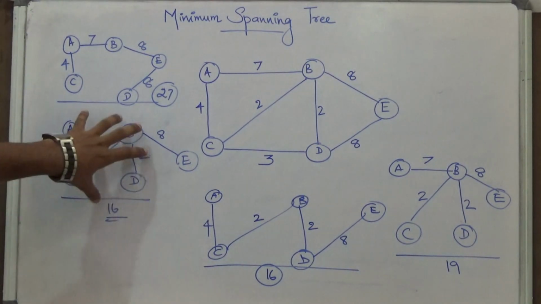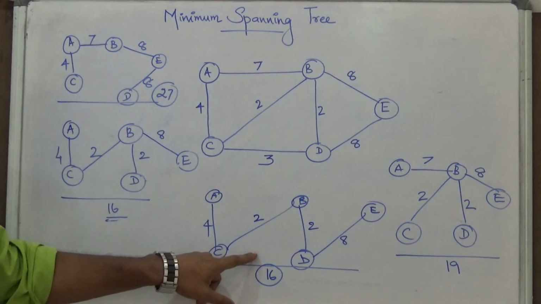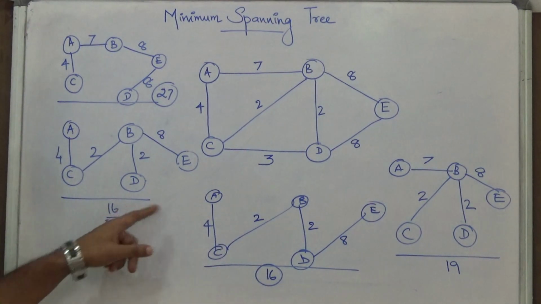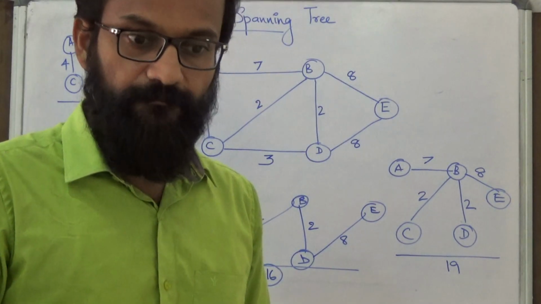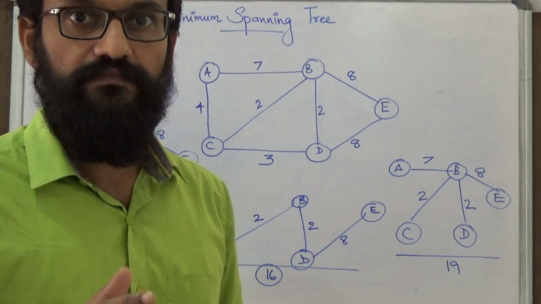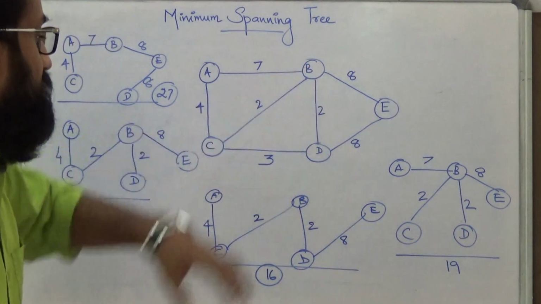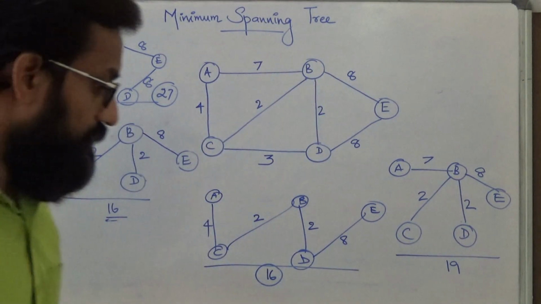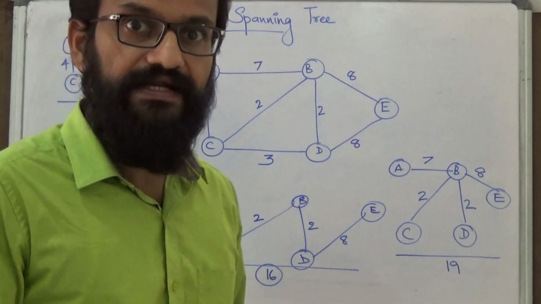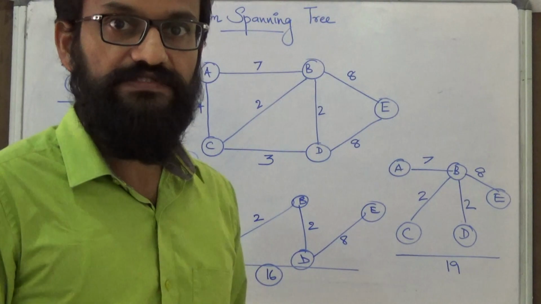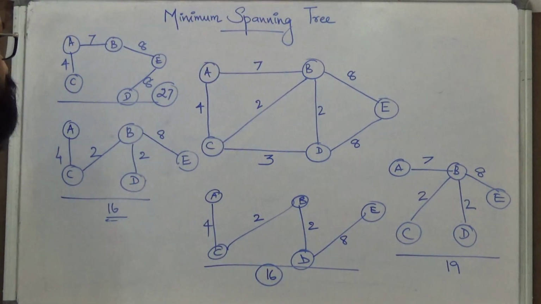So if I consider this particular spanning tree, cost is 16. For this spanning tree also cost is 16. So these are the two possible minimum spanning trees for this. You can identify multiple minimum spanning trees for a given graph, and it depends upon the edge weight also. But you cannot identify a spanning tree whose cost is lesser than the minimum spanning tree. So that is a fact.